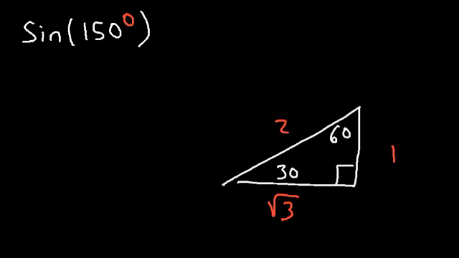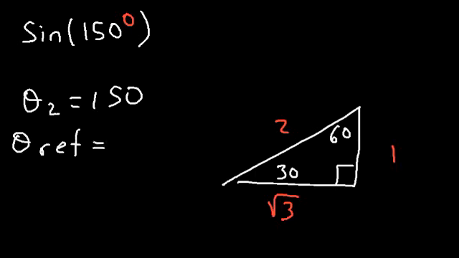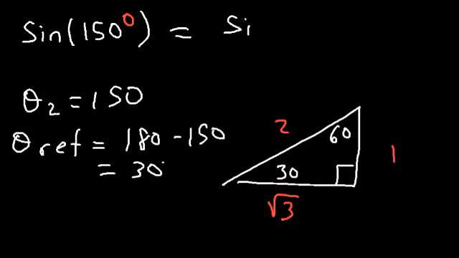What is the reference angle of 150? 150 is an angle in quadrant 2. So the reference angle is going to be 180 minus the angle in quadrant 2, so it's 30. Sine 150 and sine 30 are equal to each other. Sine is associated with the y value. The y value in quadrants 1 and 2 are both positive. So if we can evaluate sine 30, we could find the value of sine 150. And that's why reference angles are important, because they can help us to evaluate the sine of other angles.